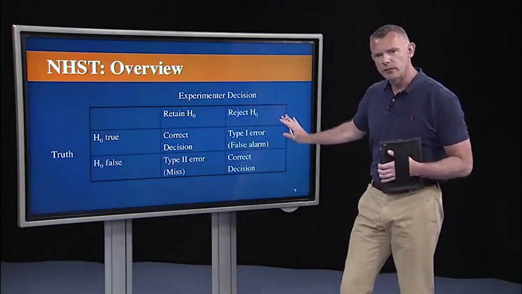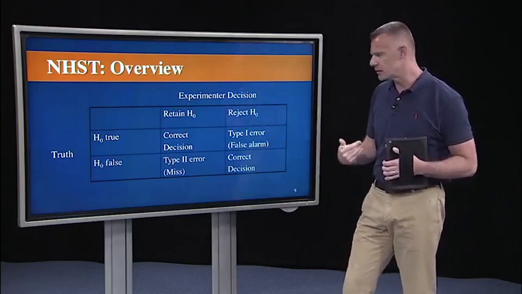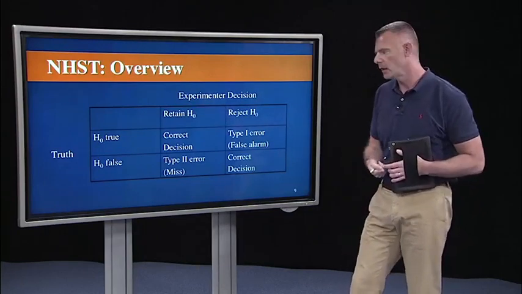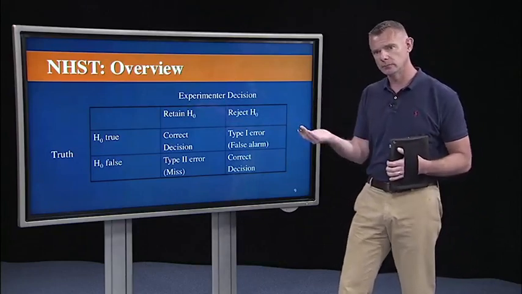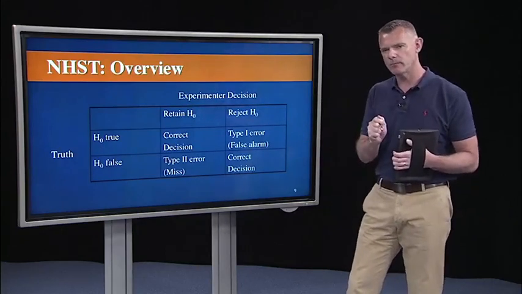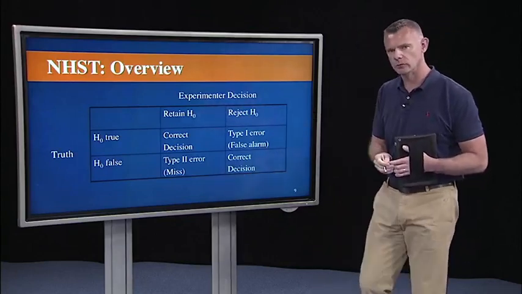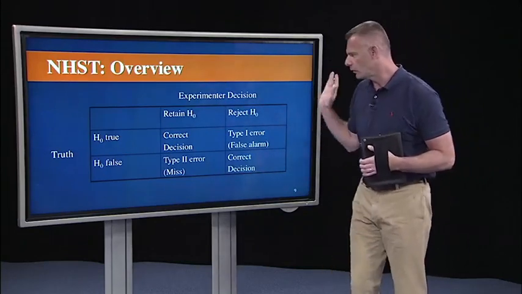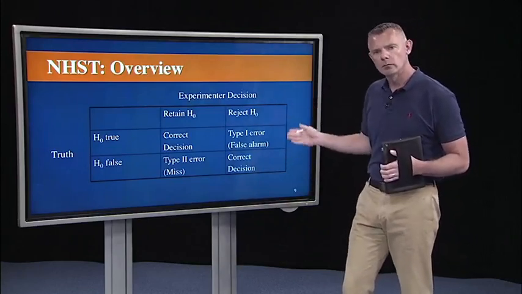Think about the columns sort of differently. The columns are what we do as the experimenter or as the researcher. We have to make a decision based on that p-value, based on our data. We are either going to decide to retain the null or reject the null. We have to make this binary decision. Again, that's one of the things that people don't like about this, that sort of strict decision rule. You have to reject or retain, that's it. But that's how the game works. So you retain or you reject. So you're going to wind up in one of these four outcomes.